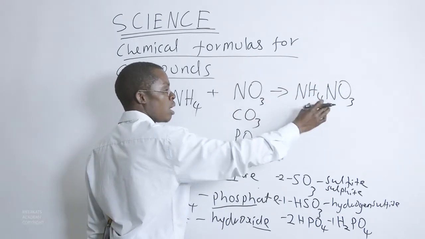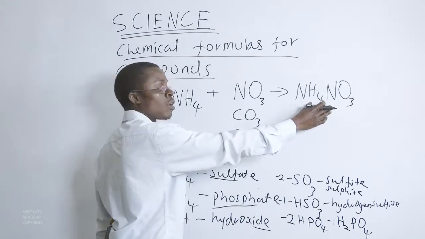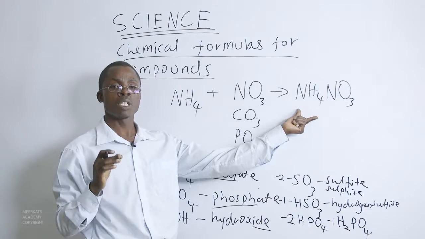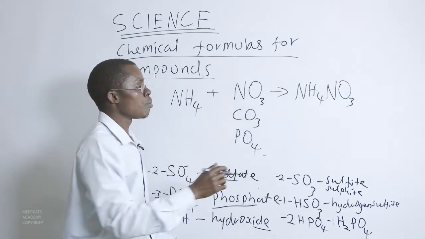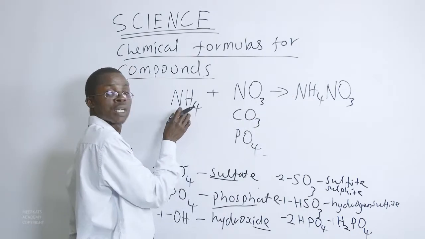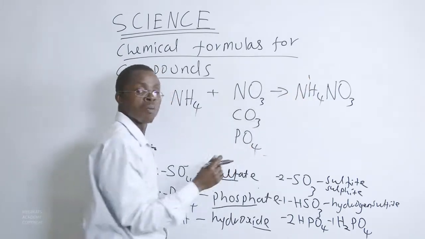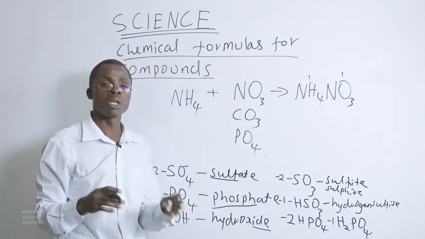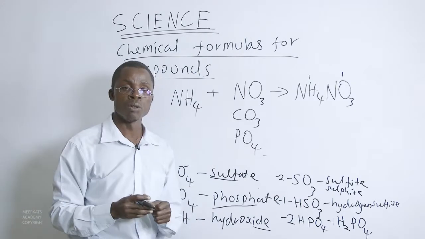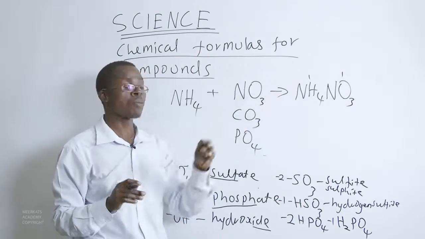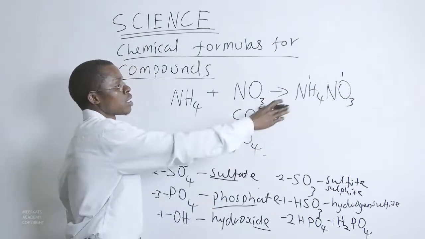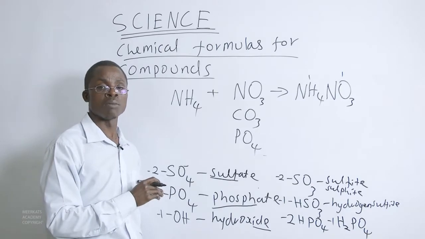But when it comes to writing the formula, you have to remember that combining powers have to be put into consideration. So the combining power of ammonium, as we have just said, is 1. The combining power of nitrate is 1. So being 1 and 1, the same, then we don't need to write them. So long as the combining powers are the same, you don't have to show the combining powers. So that is the correct formula of ammonium nitrate.